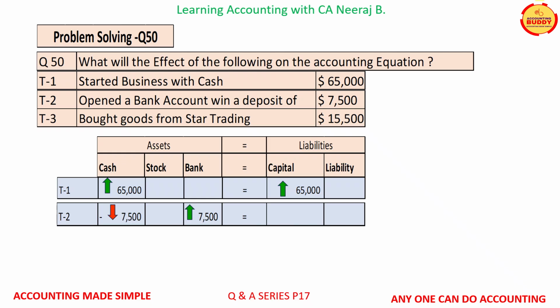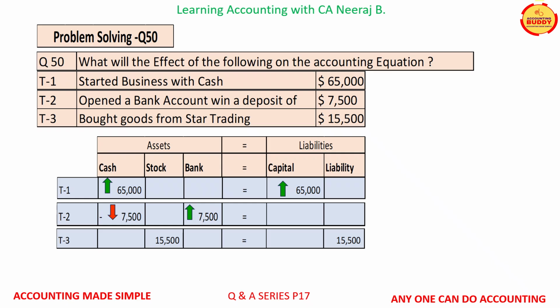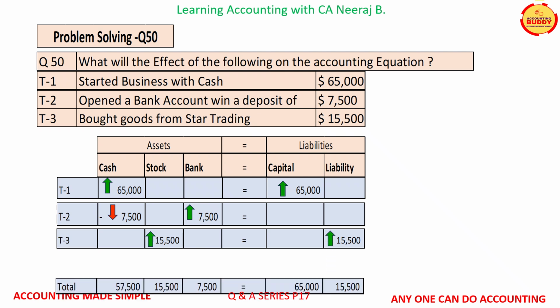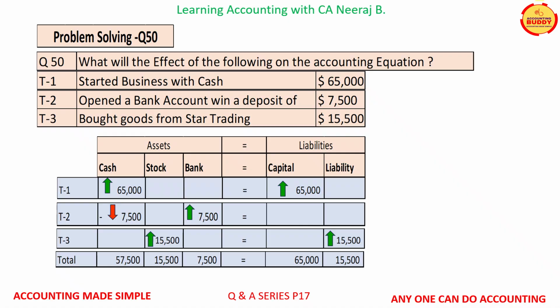T3 transaction on your screens is, goods worth $15,500 are bought to start trading. Value of stock will increase by $15,500, and since the goods are bought on credit, the creditors, that is the liability, will also increase. Post these three transactions, the accounting equation balance will be as shown on your screens.